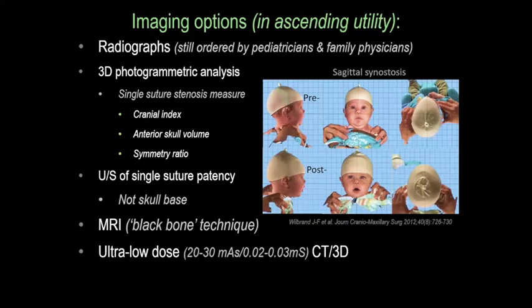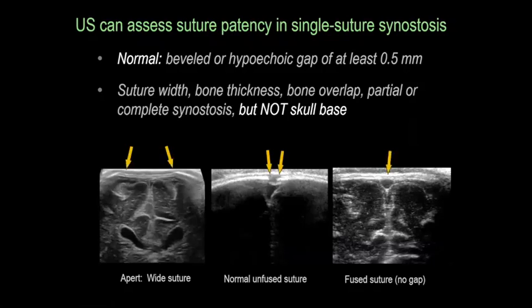The imaging options in ascending utility are going to be radiographs, which are still ordered, 3D photogrammetric analysis, as here, in which you can assess a single suture by measuring the cranial index, the anterior skull volume, and the symmetry ratio. Here's pre and post-op for sagittal synostosis. MRI, ultrasound, and ultra-low-dose CT, the latter of which is going to be the most important for us.